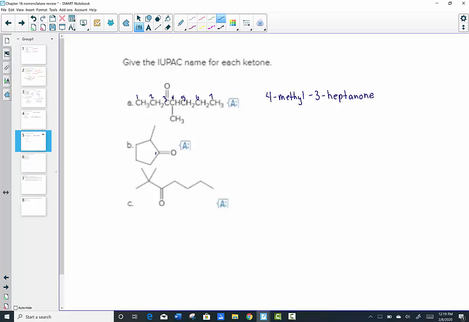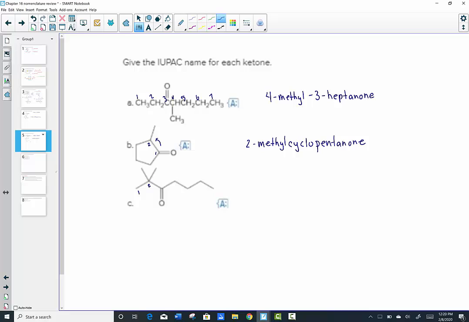Here's a cyclic structure. So the ketone there, the functional group is a ketone, automatically carbon 1. And we're going to number counterclockwise to give the methyl group the lowest number. So we would say this is 2-methyl, cyclo. It's a 5-membered ring, so pentanone. Beautiful. Let's see the last one here.